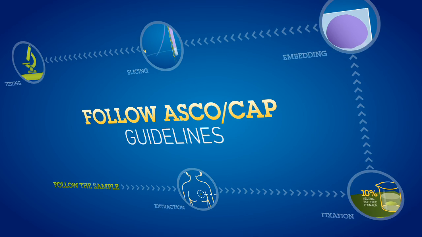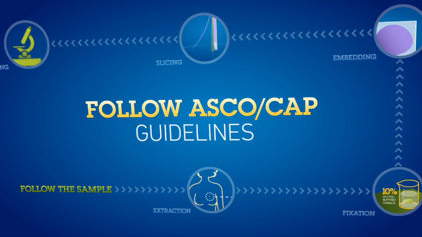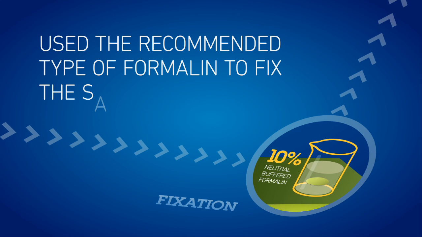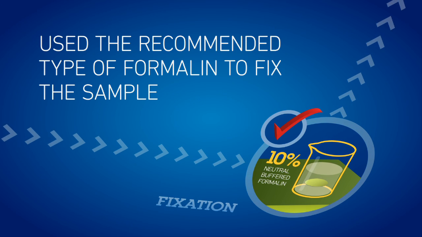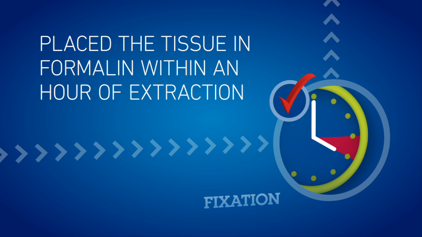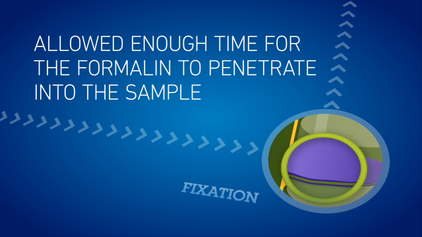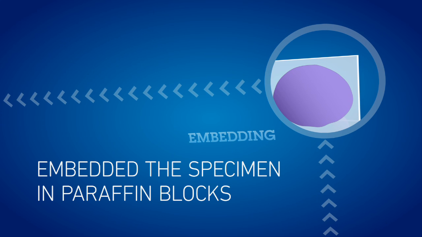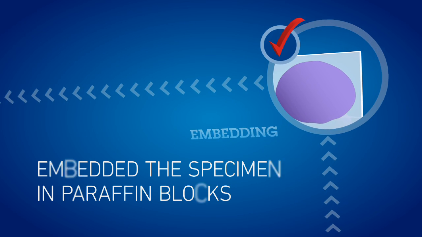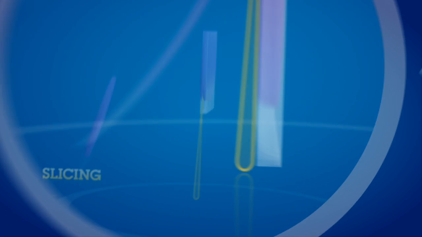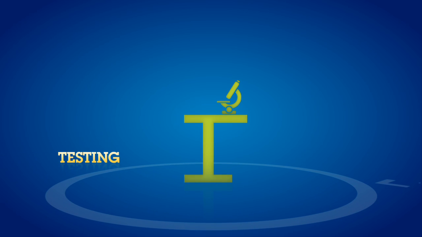Ideally, ASCO-CAP guidelines involving sample handling were followed. At this point, the pathologist has used the recommended type of formalin to fix the sample, placed the tissue in formalin within an hour of extraction, allowed enough time for the formalin to penetrate into the sample, embedded the specimen in paraffin blocks, and sliced the tumor samples for staining. Now that the sample has been correctly prepared, it is ready to be tested for HER2.